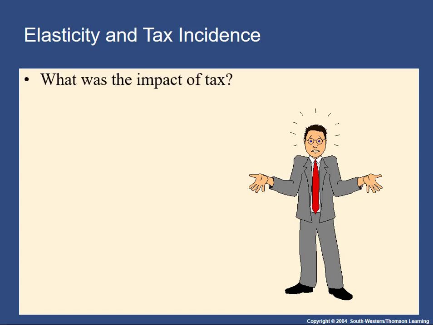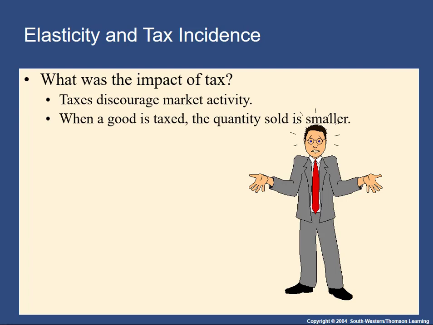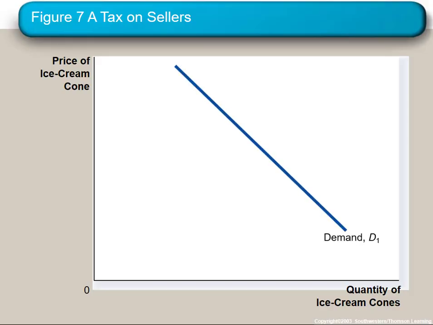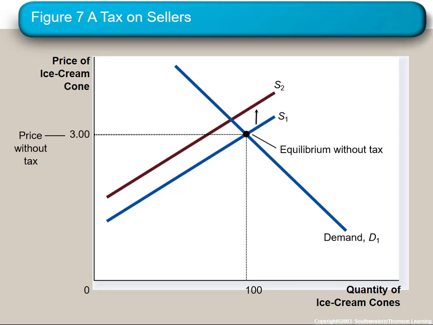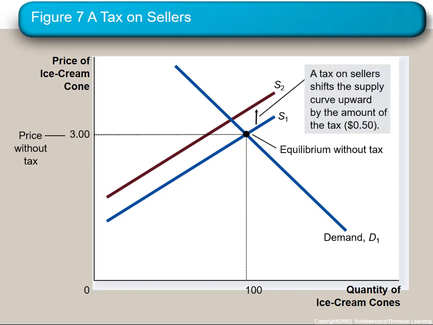And now we want to talk about the impact of the tax and how it relates to this idea of elasticity. So taxes discourage market activity, and when a good is taxed, the quantity of the good is smaller, and buyers and sellers share that burden of the tax. But now we're going to consider the case where we have a tax on sellers, and by that we mean that the sellers have the tax levy, so they have that administrative requirement, and we're going to see the supply curve now shifting up by the full amount of the tax, and that's going to determine the location of our new equilibrium.